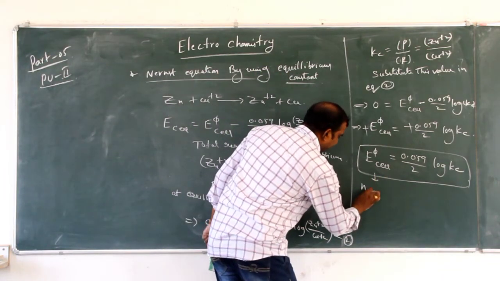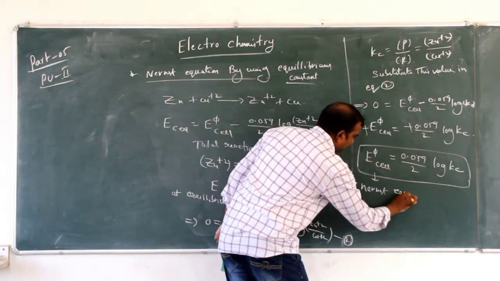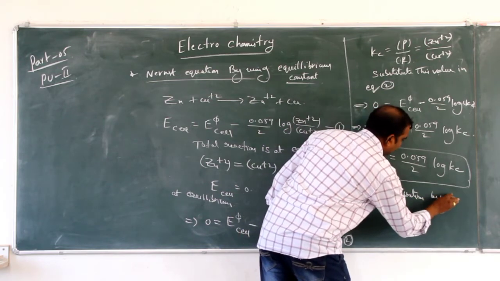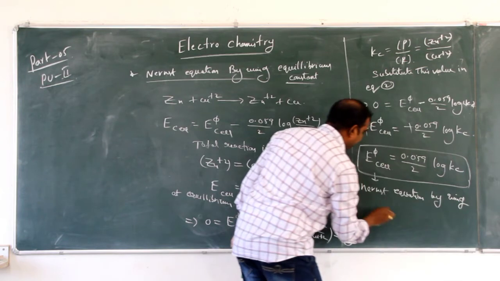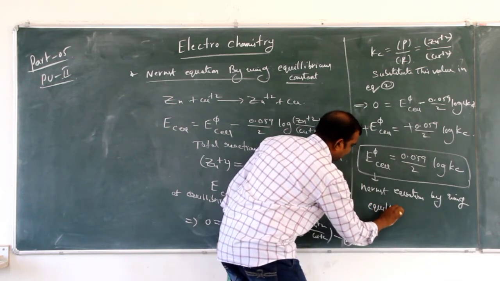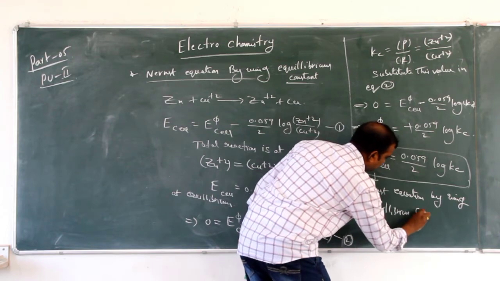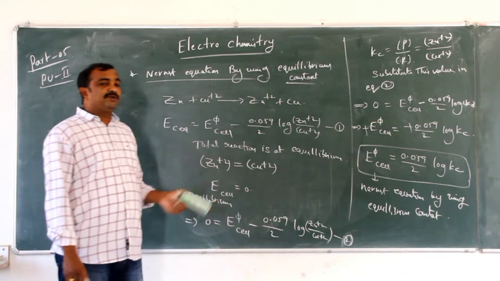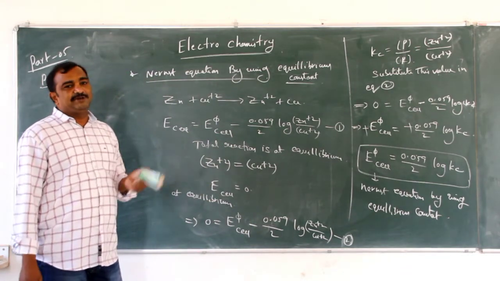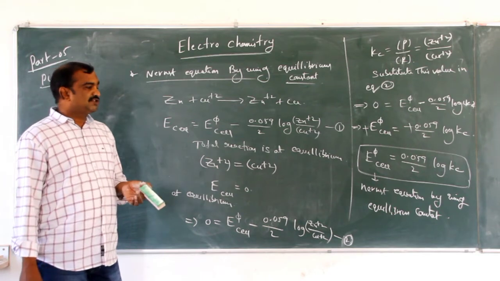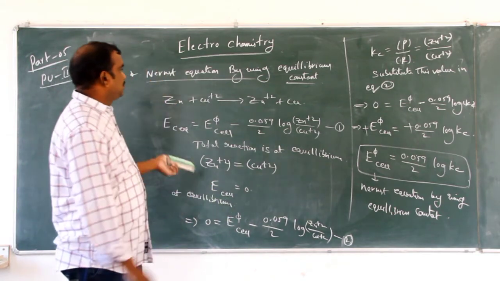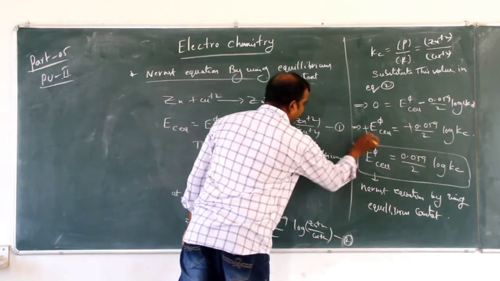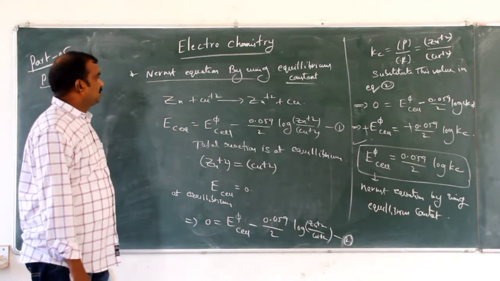Nernst equation by using equilibrium constant. This equilibrium constant can be calculated only at equilibrium. So this is about the Nernst equation by using equilibrium constant. This is the final equation. If you want it for notes, take a screenshot.